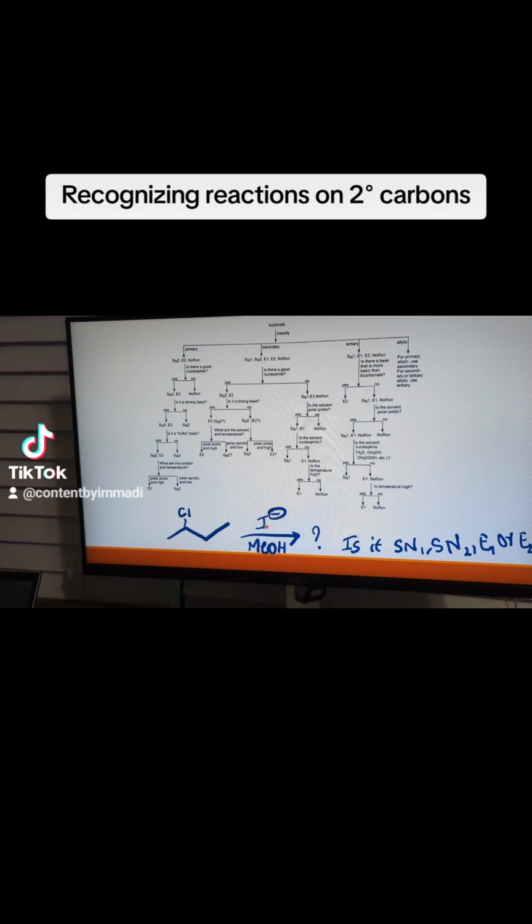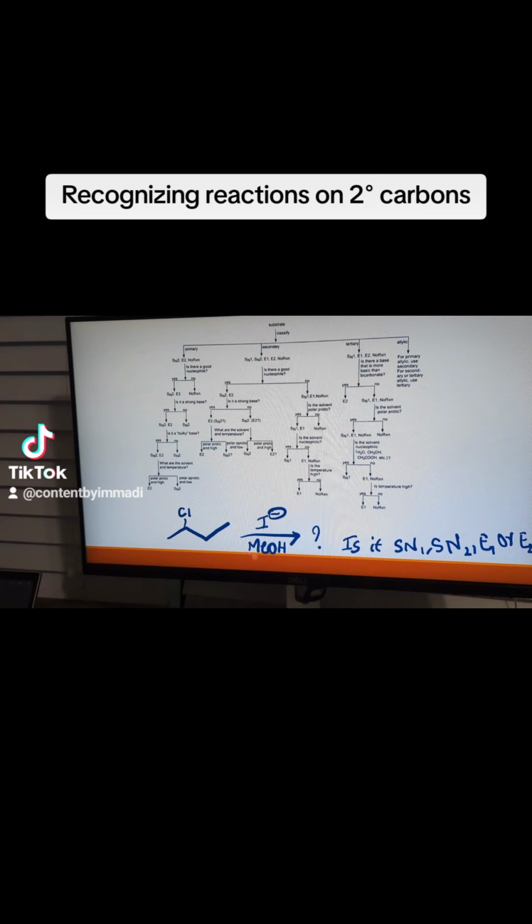Iodine is a very good nucleophile. We have seen it in my previous video. Since it's a good nucleophile, there is a possibility of it being SN2 or E2. And then we will see if there is a base. There is no strong base here, so that is the reason this reaction will be an SN2 reaction.